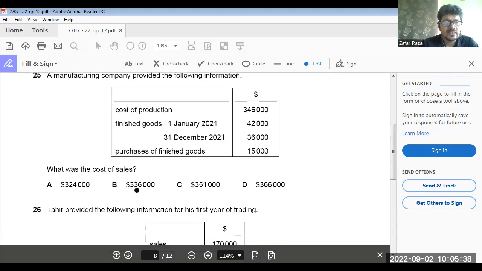Okay, 25. A manufacturing company provided the following information: cost of production, finished goods opening inventory, finished goods closing, and purchase of finished goods. What we have to calculate? Cost of sales. So what we have to do? Opening inventory of finished goods 42,000 plus 345,000 cost of production plus purchases of finished goods minus closing inventory. 3,66,000 should be the answer.